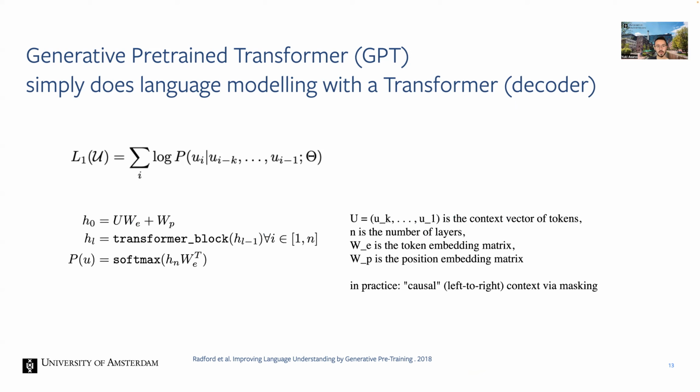Right, so here's some more details. u are the context vectors and n is the number of layers. So you simply throw them through a couple of transformer blocks. And then at the very end, you have the softmax. And notice that in practice, you do this causally.